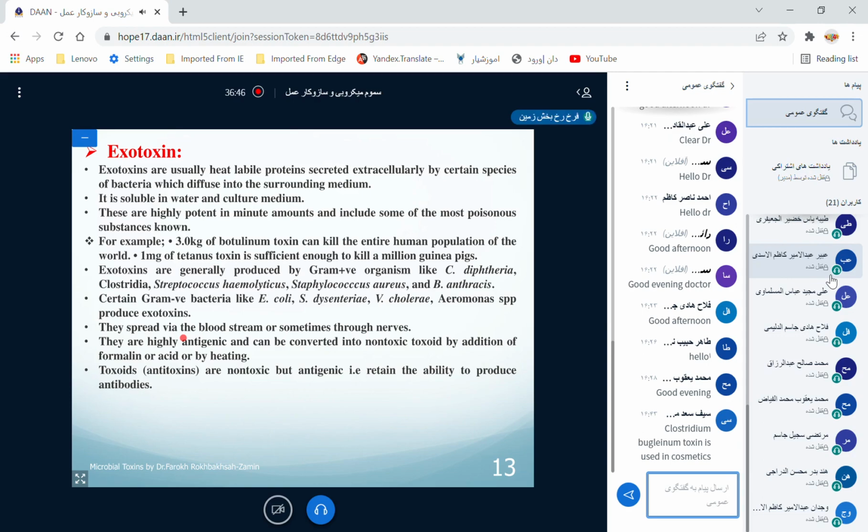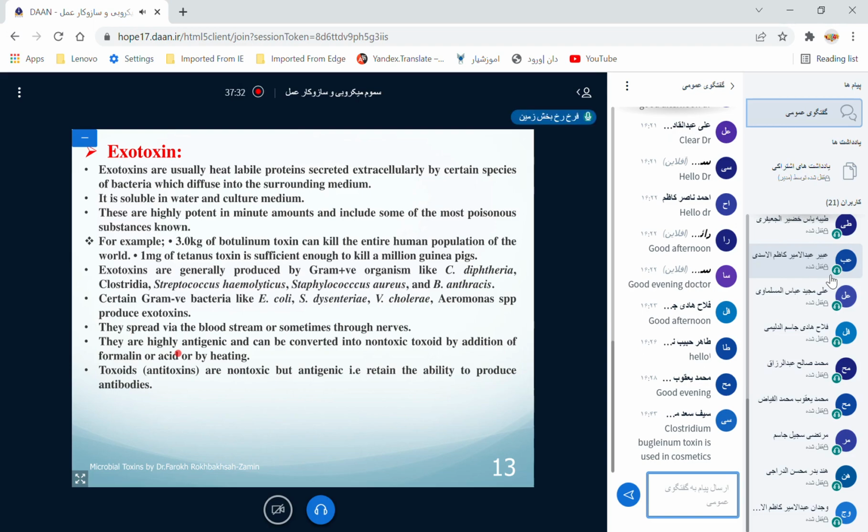Sometimes infections are related to a specific part or tissue, so they are local infections. But sometimes infections can spread all over the body, so they are more dangerous. Mostly they use blood and the nervous system to travel to different parts of the body. They are highly antigenic, which is okay because they can induce an immune system response.